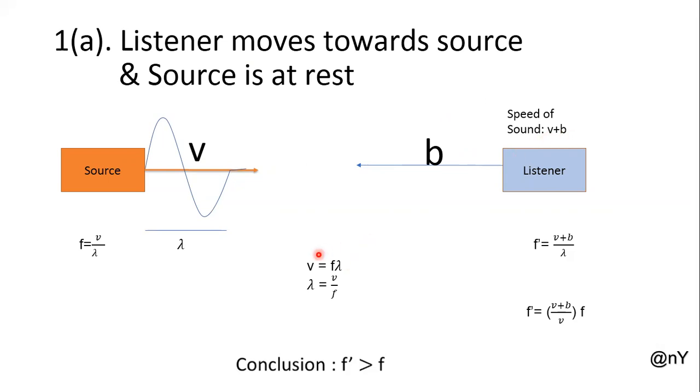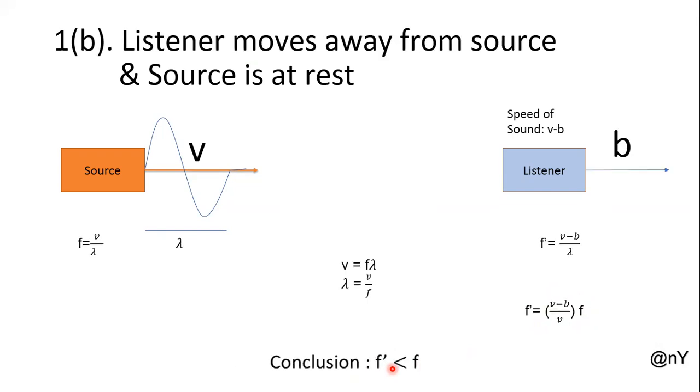Since we know the simple formula v equals f lambda, f will be equal to v upon lambda. V has changed, and that has resulted in v plus b. However, since the wavelength is not changing, since the source is not moving, we're just going to put it in simpler terms as v upon f. So we have the final formula: f dash equals (v plus b upon v) into f. Since the numerator is greater, f dash is greater as compared to f. In simpler terms, if I'm moving towards a source, gradually as I move on, I will notice that the loudness or the frequency of the sound waves will increase.